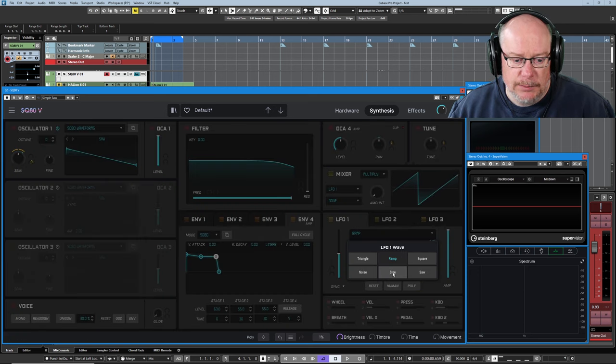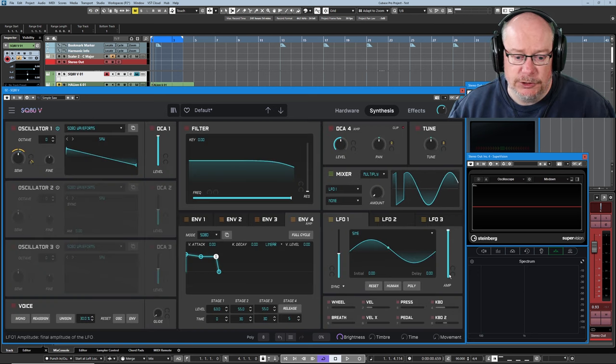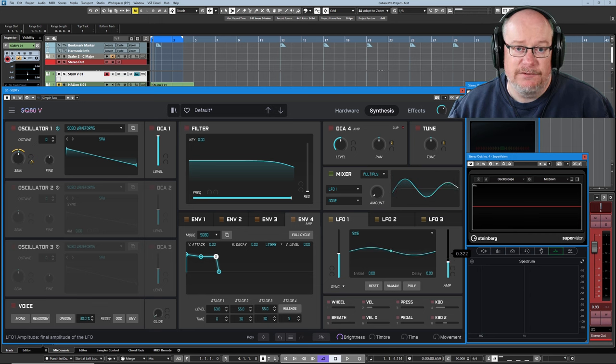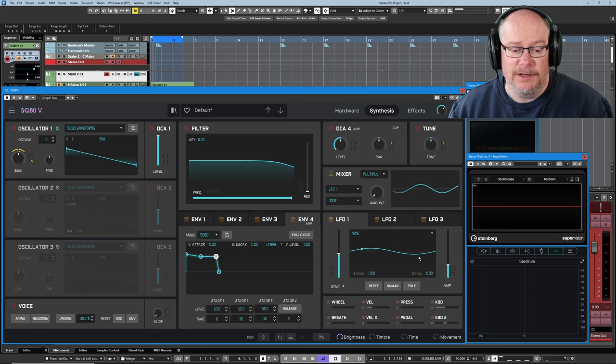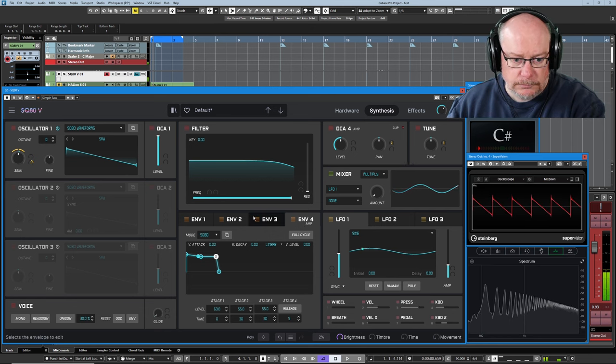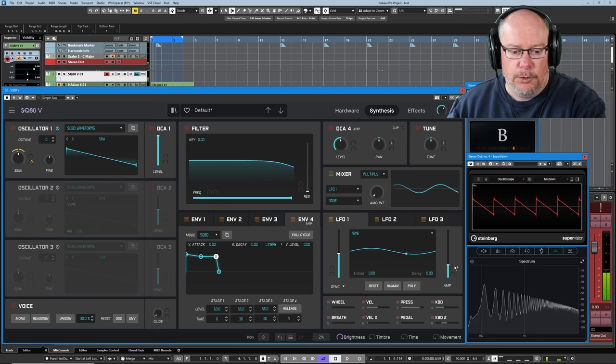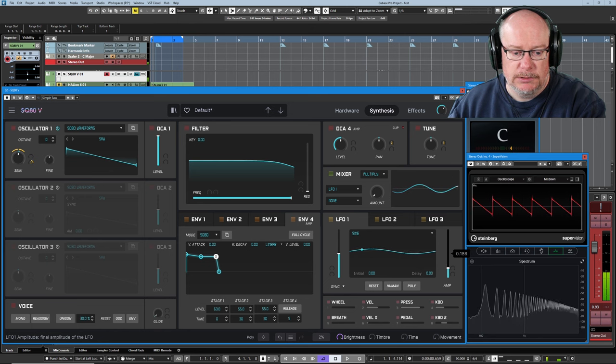If I switch to a sine wave, it's an easier way to demonstrate what the amp slider does. As I drag this down, it basically means the LFO is going to be having less of an effect. The amount of positive and negative modulation that's being applied by this LFO is being decreased, its effect is going to be reduced. So, quite a subtle pitch change.